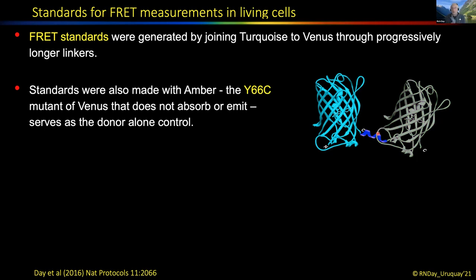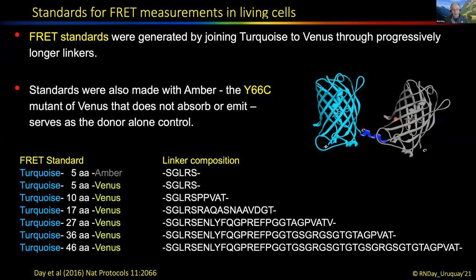And we again took Steve's example and we made a version of Venus that doesn't fluoresce, doesn't absorb, doesn't emit. It's a mutation of that chromophore at that tyrosine position. And this mutant, as I mentioned, doesn't absorb and doesn't emit. So it still has structure just like this, but it cannot FRET. So that's our donor alone control. It's a very important control for these types of studies. So turquoise 5 amino acid amber is our donor alone.